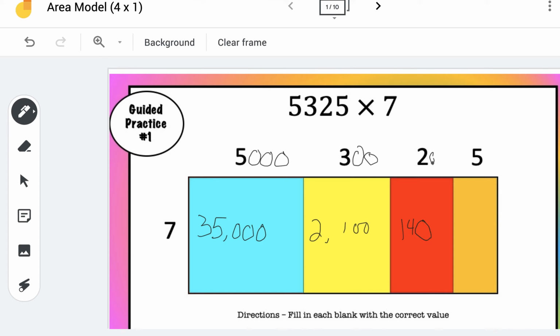And then finally, the 5 is the ones place. So 5 times 7 is 35. And finally, to get the answer, we'd add up 35,000, 2,100, 140, and 35 to get the answer.